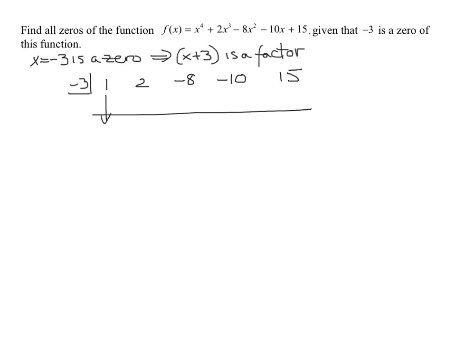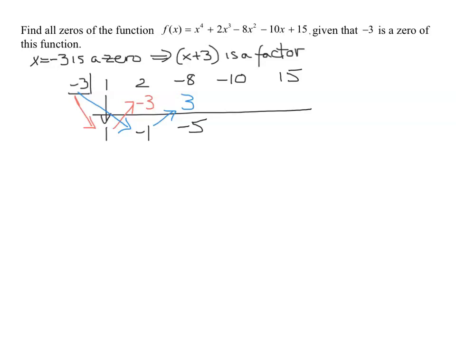Remember, the first number you bring down as is. Then we're going to multiply -3 times 1, which is -3, and we're going to write the answer here. Then what do we do? Add these two numbers. What's 2 minus 3? It's -1. Then I'm going to repeat the process. -3 times -1 is +3. And then I'm going to add -8 and 3, and I get -5.